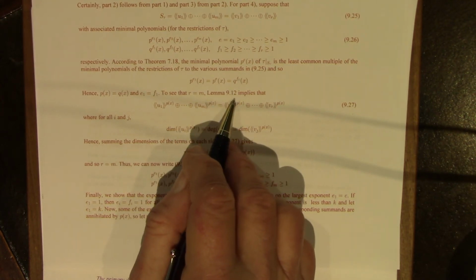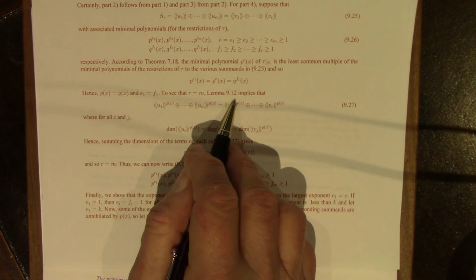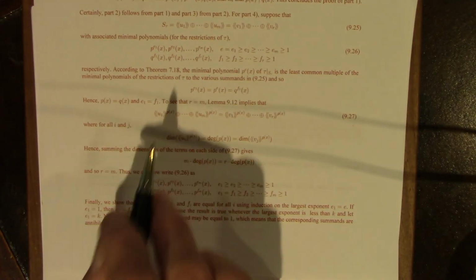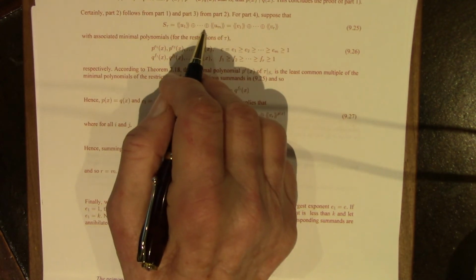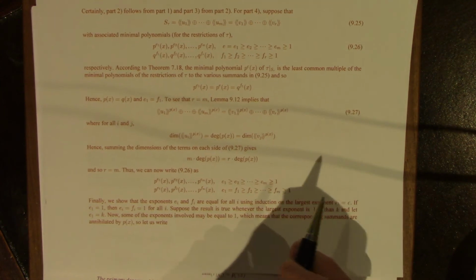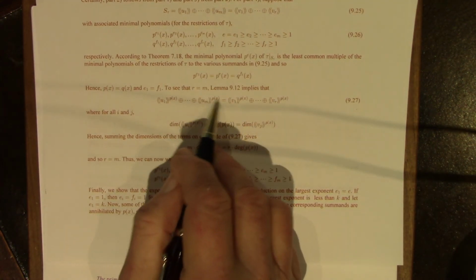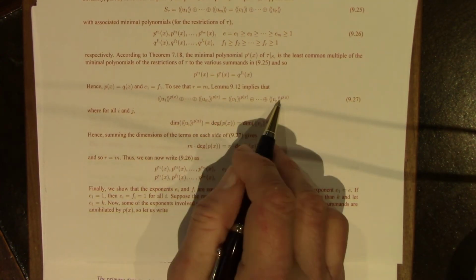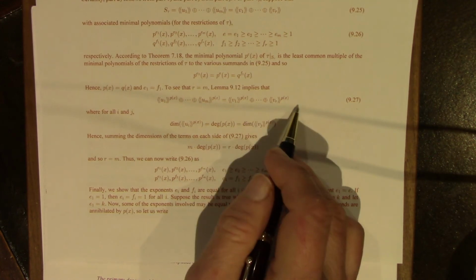The previous lemma, and this is where we're using it, we can take both of these and hit them with p of x, so to speak. In other words, take the vectors in here that are annihilated by p of x, the vectors in here that are annihilated by p of x, of course they're the same, and distribute the p of x, and we get something that looks like this.